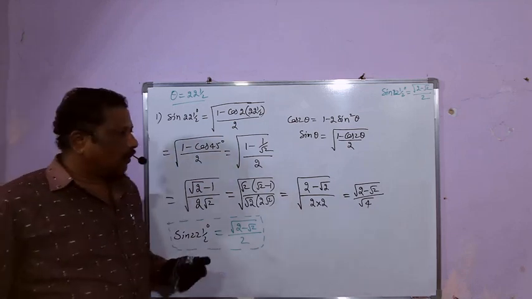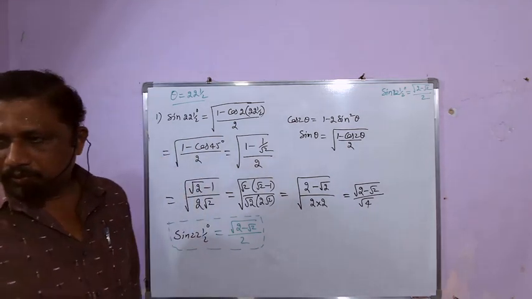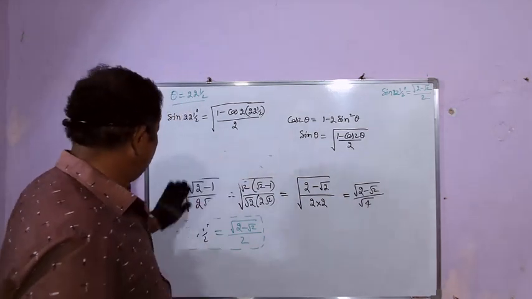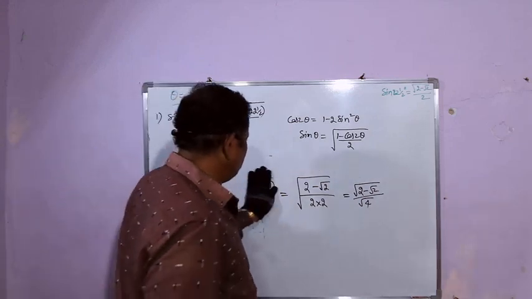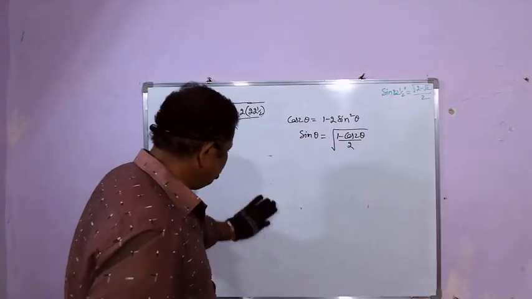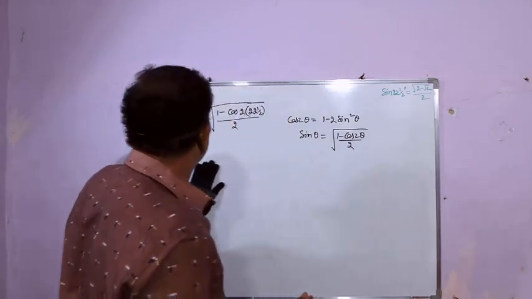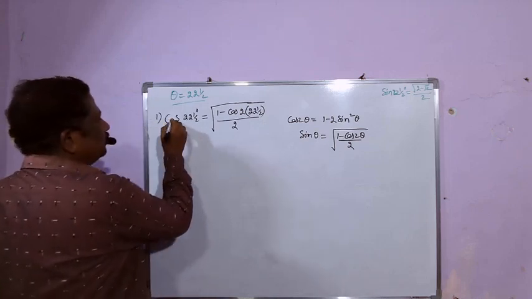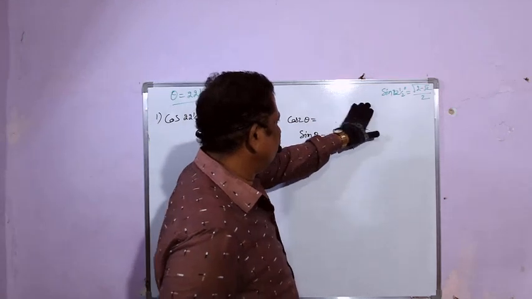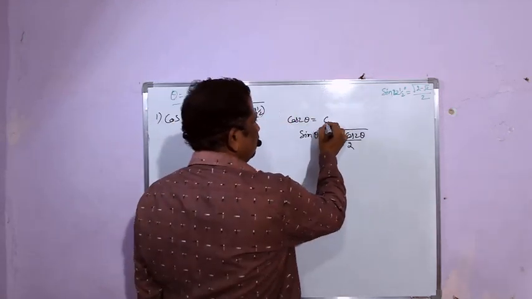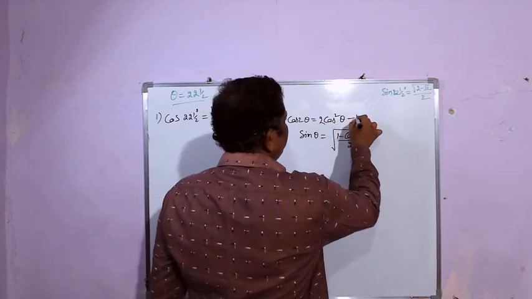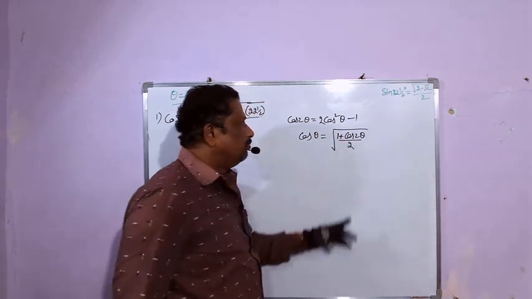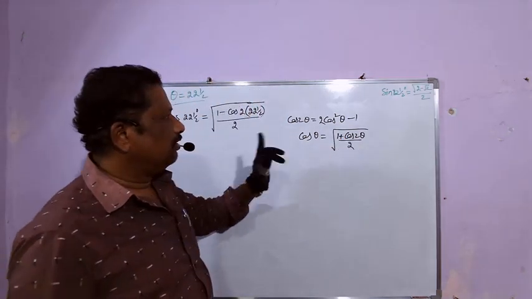Next, cos 22.5 degrees we will see. For cos 22.5 degrees also we use the cos 2 theta formula. Here, in terms of cos, we write cos 2 theta equals 2 cos square theta minus 1. So then cos theta is equal to under root of (1 plus cos 2 theta) by 2.